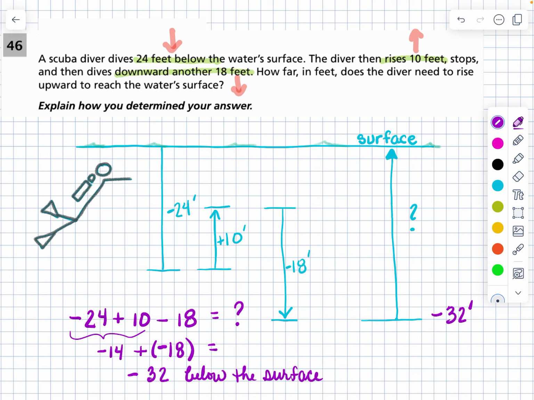Now, how far does the diver have to swim to get back to the surface? They have to swim 32 feet. And that is your answer. So it's a good question. It's difficult in that it is not a multiple choice. You do have to fill in the blank, so you have to come up with all the pieces on your own. But as you can see, it's not that bad.